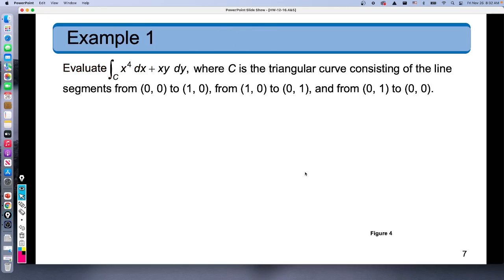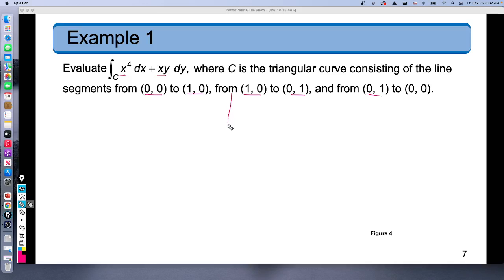Okay. So here is an example that we're going to go ahead and work through together. This is the part that's with the dx, this is the part that's with the dy, and we have C as a triangular curve consisting of these line segments: (0,0) to (1,0), (1,0) to (0,1), and then (0,1) to (0,0).